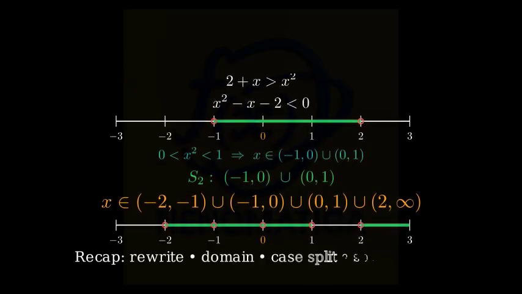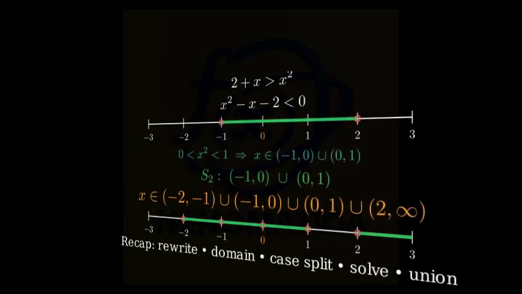Second, we enforced the domain x greater than -2 and excluding -1, 0, and 1. Then we split by the base. For x squared greater than 1, we solved a quadratic greater than 0. And for 0 less than x squared less than 1, we solved the same quadratic, less than 0 with the reversed inequality. Finally, we took the union to get the full solution set.